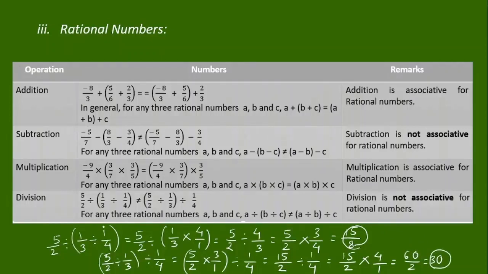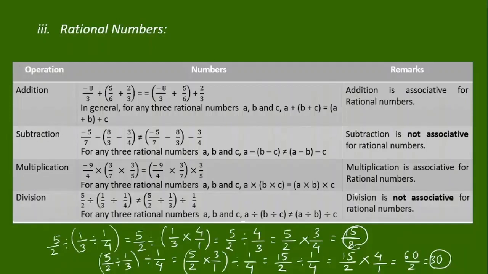So we can say that for any three rational numbers a, b and c, a divided by b divided by c inside the parenthesis is not equal to a divided by b inside the parenthesis divided by c. So the remark is division is not associative for rational numbers. So we have seen that addition and multiplication, these two are associative for rational numbers, but subtraction and division are not associative for rational numbers.